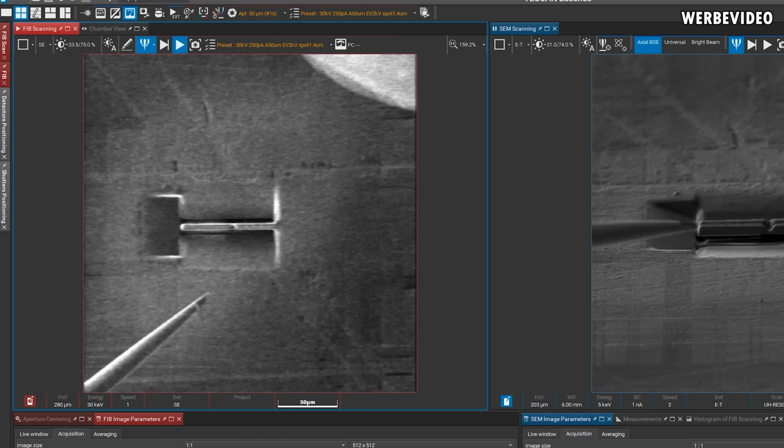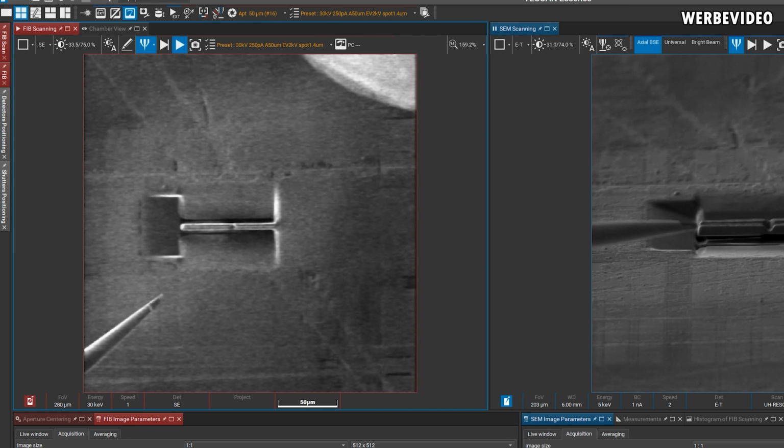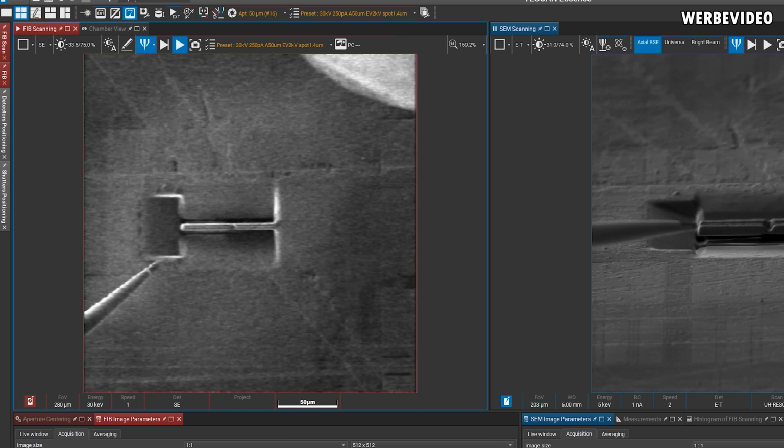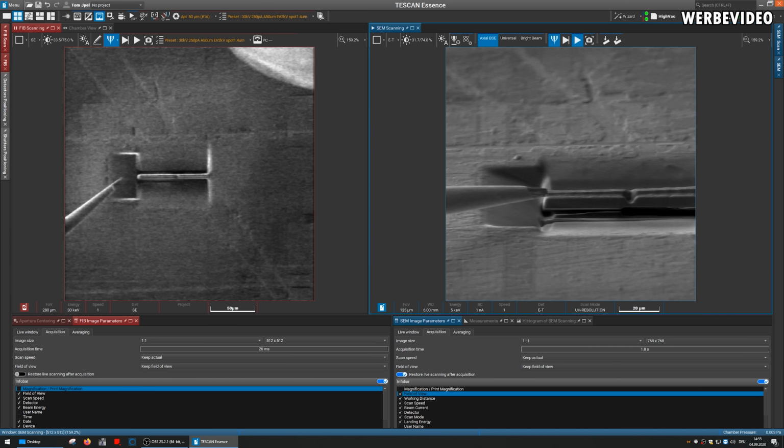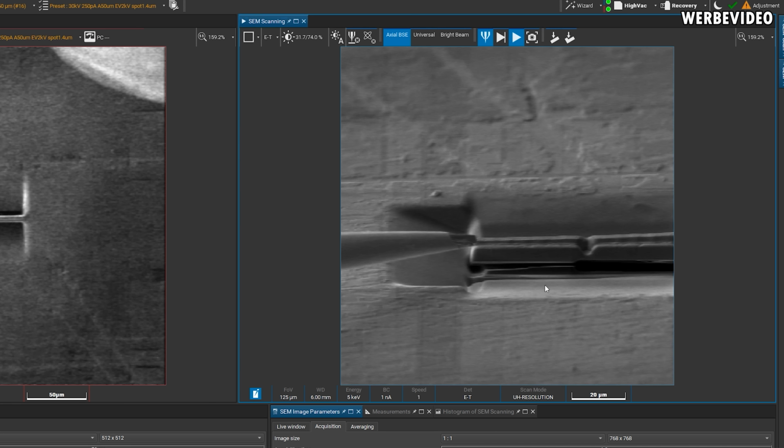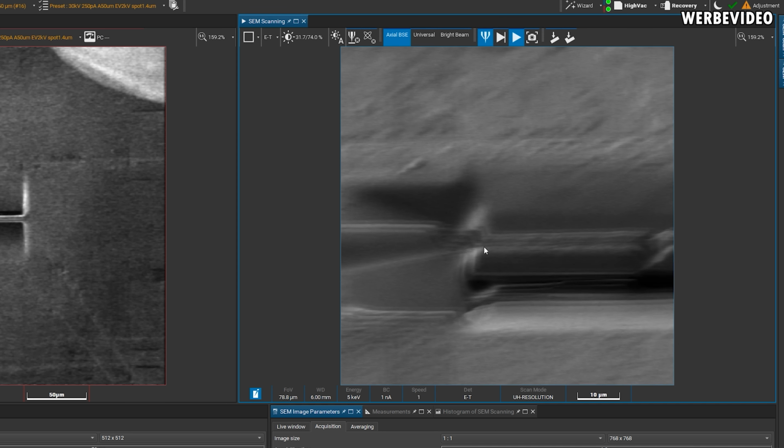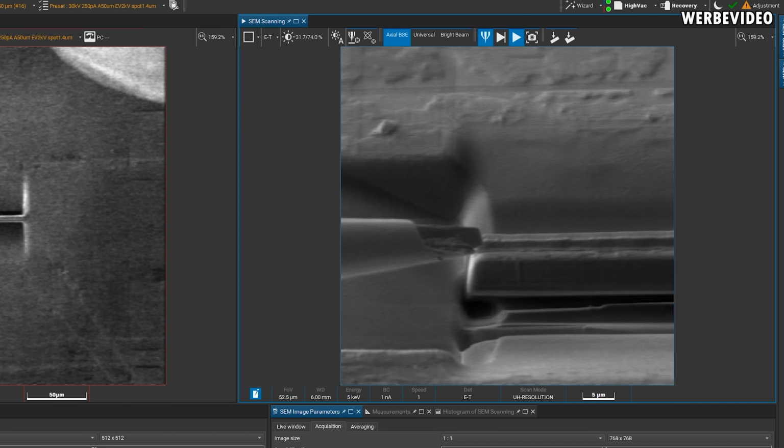To be able to see it inside the STEM, we now have to somehow get this lamella out of the hole and attach it to a small holder. For this process, we're using this very tiny needle and attach the needle with platinum again to the lamella.